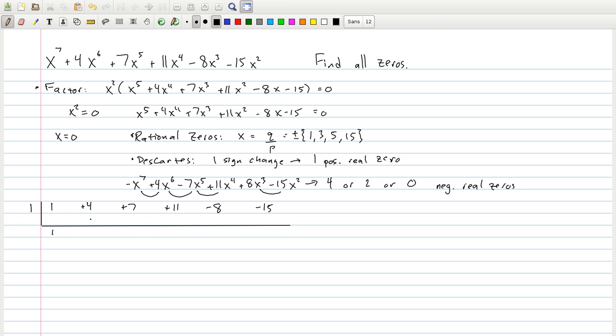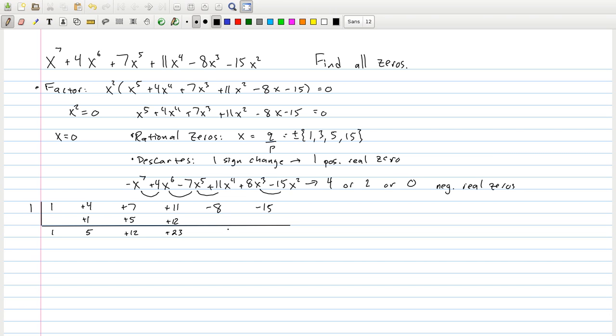1 times 1 is positive 1. If we add these together, this gives us 5, and then multiply. 1 times positive 5 is positive 5. If we add these together, we've got positive 12. And then multiply. 1 times positive 12 is positive 12. Adding these together, we have positive 23. And then multiply.